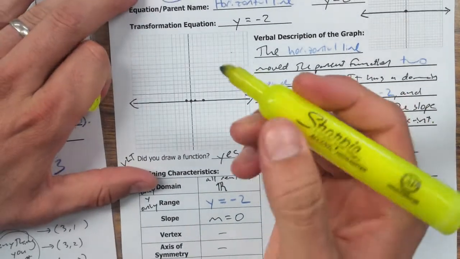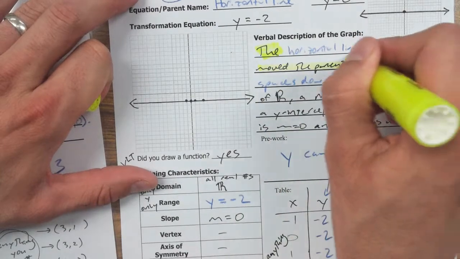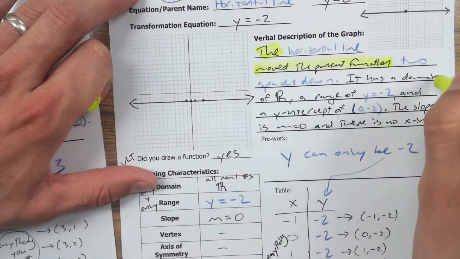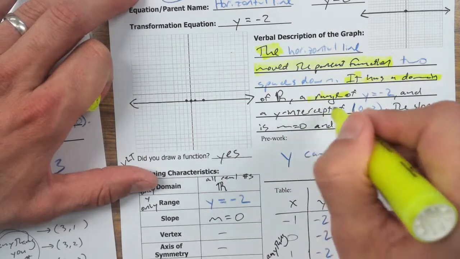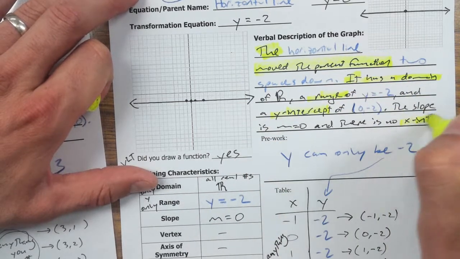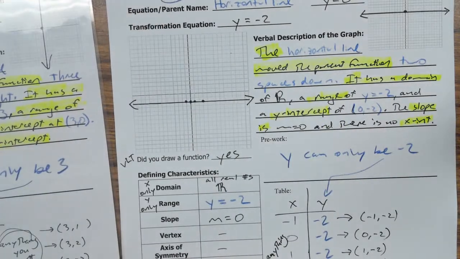So your description always mentions some comparison to the parent function, always talks about the domain, the range, the y-intercept, the x-intercept, and some mention of slope.